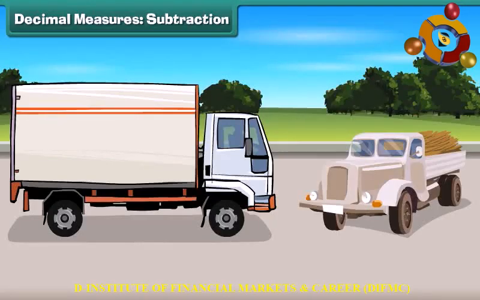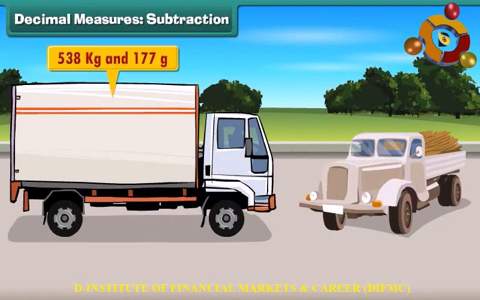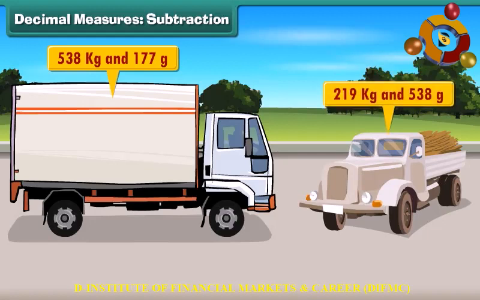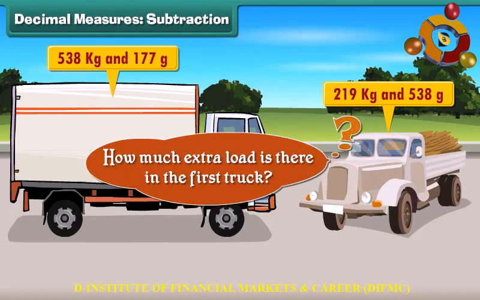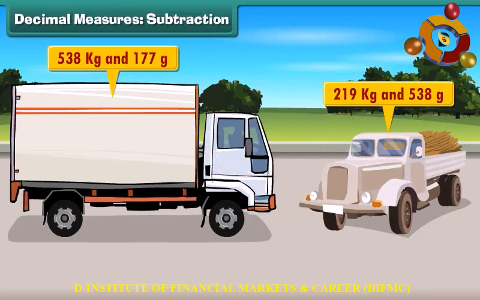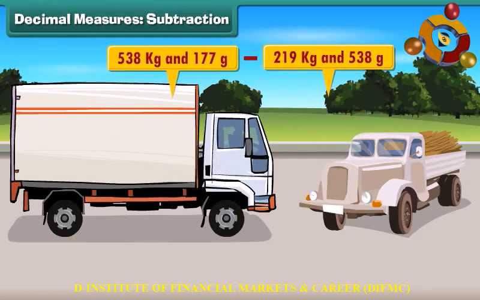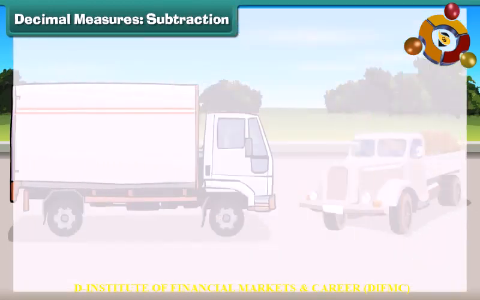Let us look at another example. One truck has a load of 538 kilograms and 177 grams of grain, and another has a load of 219 kilograms and 538 grams of grain. How much extra load is there in the first truck? We can find the extra load in the first truck by subtracting the second quantity from the first, following the same way as used in case of addition.